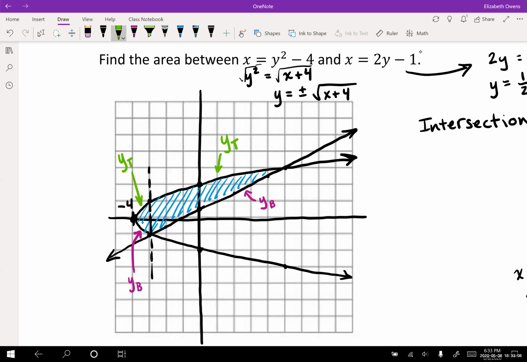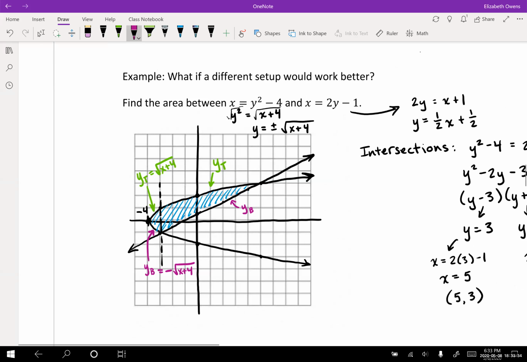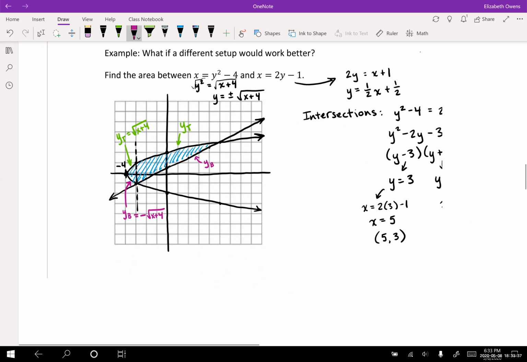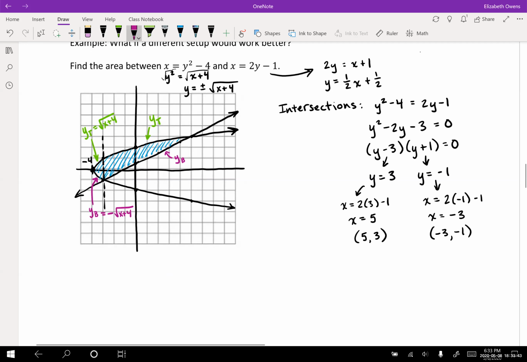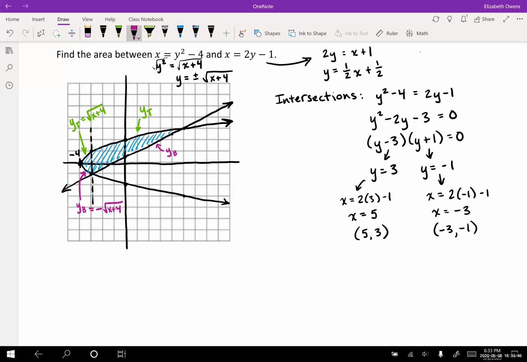Our top function in that tiny little region is the positive square root of x plus 4. And then our bottom function is actually just the negative square root of x plus 4. So that's what's going on there. It's the two different pieces of the parabola coming together. So we'll have to take that into account in setting up our integral here. Or shall we say integrals, because one integral is not going to cover this whole situation because there's a switch in our top and bottom functions.